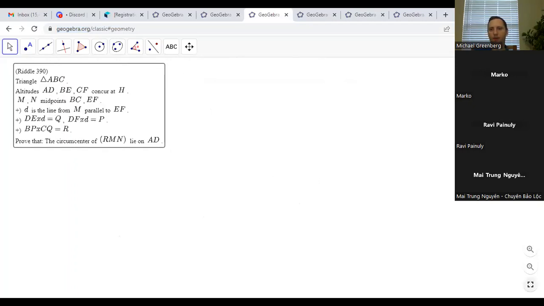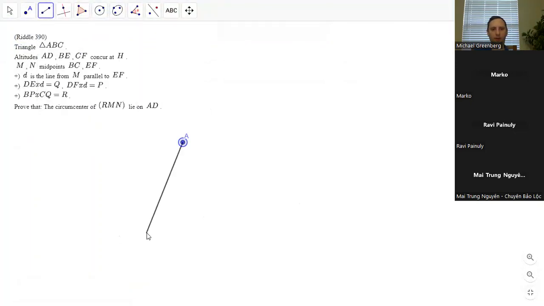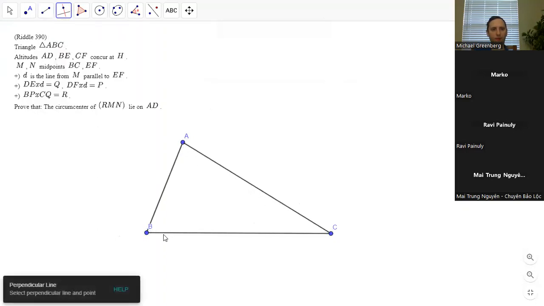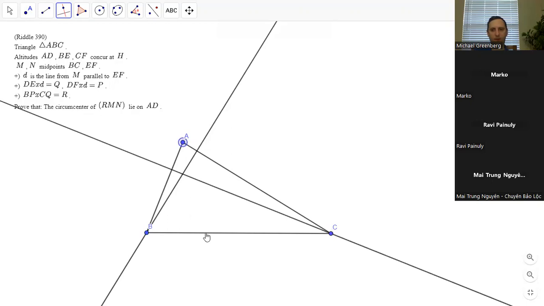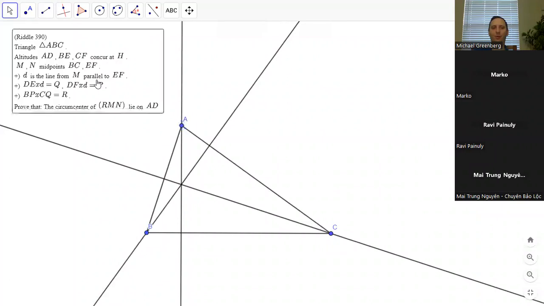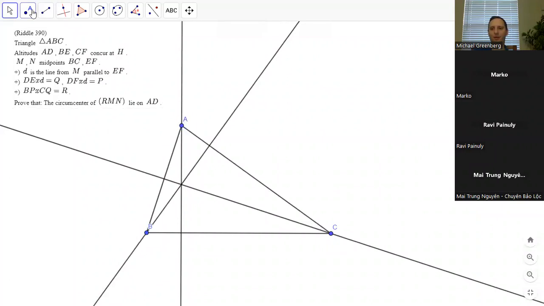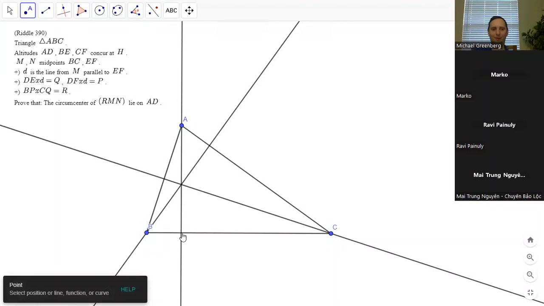All right. This one looks kind of interesting. We have a triangle ABC, and we have 3 altitudes that concur at H. And then we have the midpoint of BC and EF. So yeah, it doesn't sound like it's that complicated. Oh, is that the other solution to the problem we just did? Oh, they use Casey's theorem. Nice. So there is a way to do it using that.